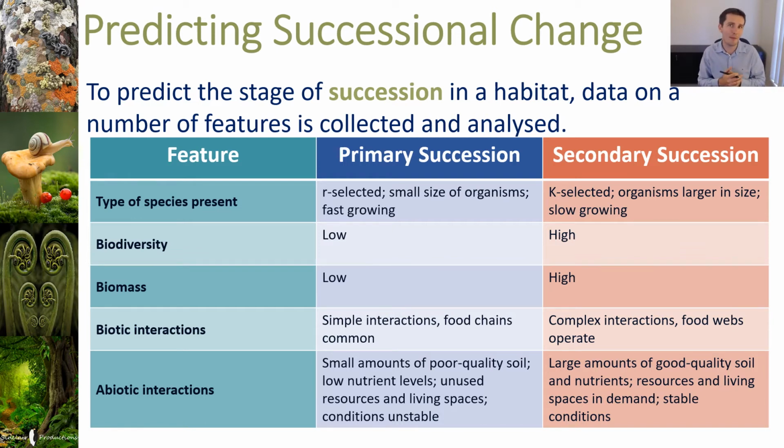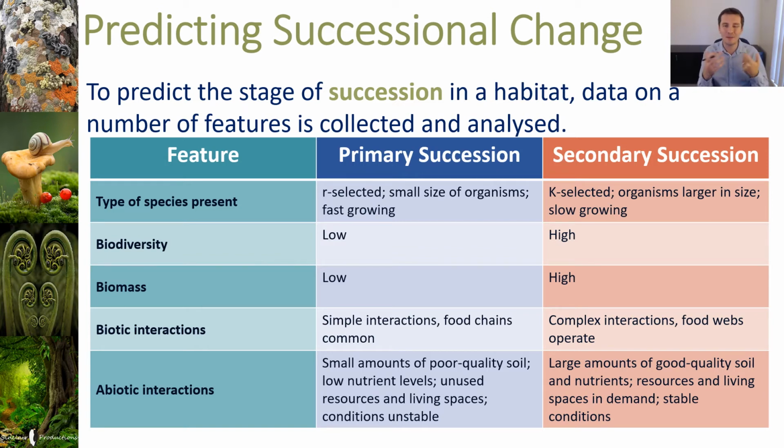It's the same with biomass. Biomass, the amount of living material there, tends to be lower in primary succession and higher in secondary succession, and the same idea that biomass will generally increase as the trend over that time of succession. Biotic interactions: in primary succession, because you've got less biodiversity, you tend to have simpler interactions between the living organisms. You'll tend to have a certain amount of food chains that contain common organisms. In secondary succession, you're going to have more complex interactions because you have a larger diversity, so you'll have more food web type things operating where there's a lot more going on within that ecosystem.